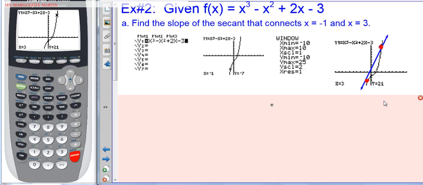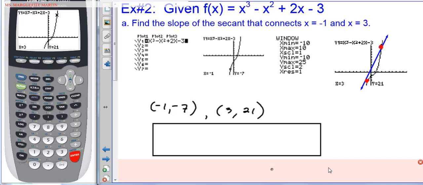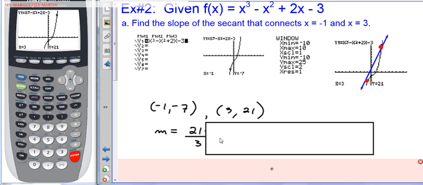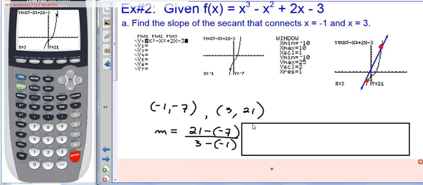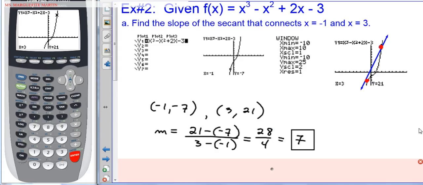Now we want to find the slope of that secant. So these are the points we're going to use: -1 and -7, and 3 and 21. Then we're going to find the slope by using the slope formula. So slope m equals, I did 21 minus the -7 over 3 minus -1. So that gives us 28 over 4. So that means we have a slope of 7. So that's the answer to part A.